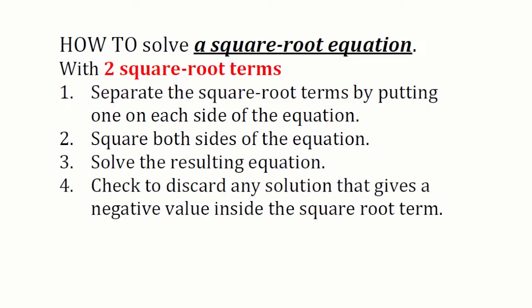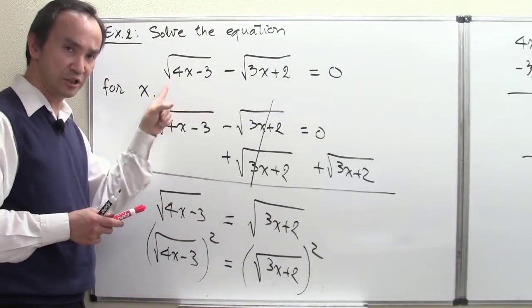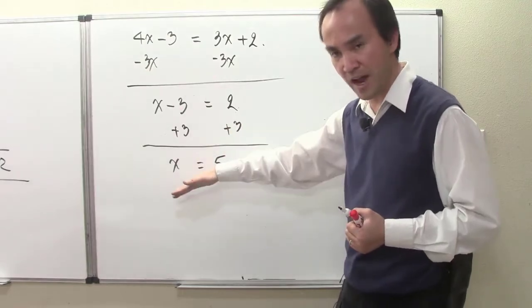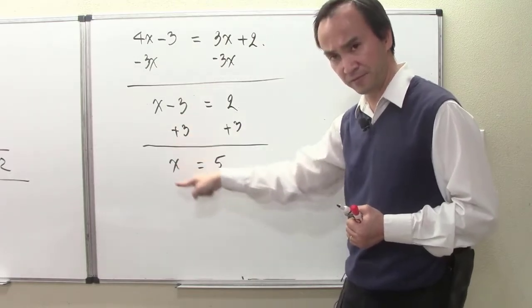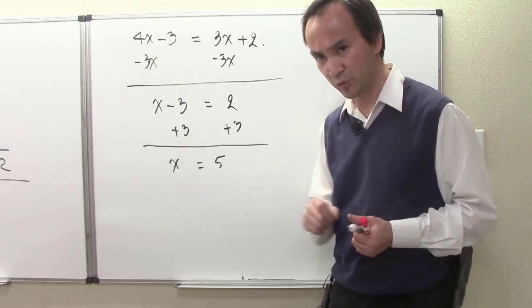After solving the resulting equation, once again, similar to example 1 that I've done, with this kind of square root equation, we definitely want to check to eventually discard any solution that gives a negative value inside the square root term. Just be aware that our equation originally has two square root terms. We followed our steps to solve and found that the solution is x equals 5. But before making that final conclusion, we have to check to ensure.